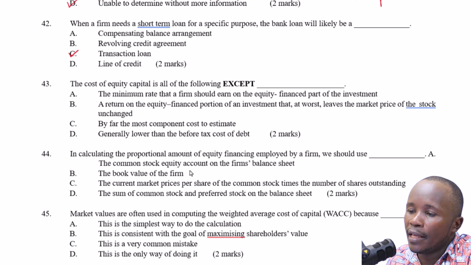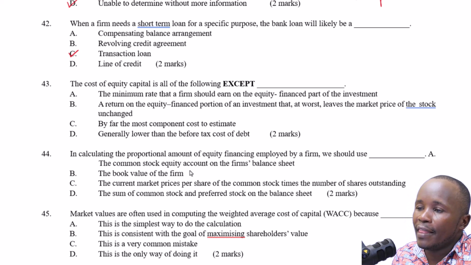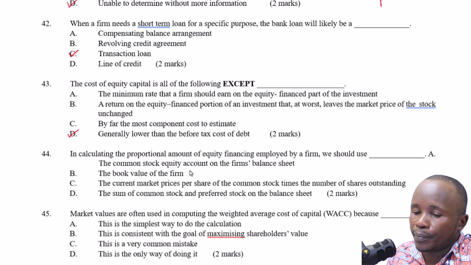Generally lower than the before tax cost of debt. No. When you see debt and equity, they are both components of capital. Therefore, they are not anywhere related. So you cannot say that the cost of equity should be lower than the cost of debt, because when you are getting equity, you do not foresee a situation where you are going to get debt. So we can say this one is not correct.